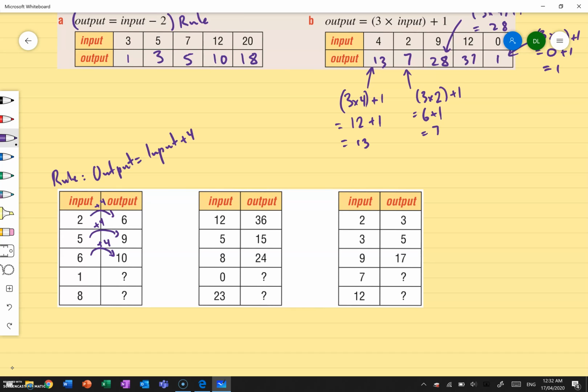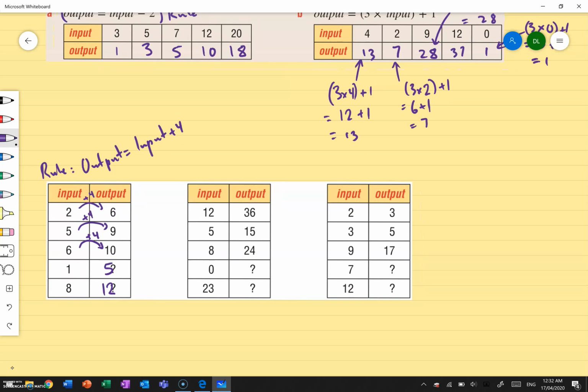So that means that 1 plus 4 gives me 5, so that's a 5. 8 plus 4 gives me 12, and that's a 12. Great. Let's do this one in the middle. 12 to 36, 5 to 15, 8 to 24. That's clearly a times 3.